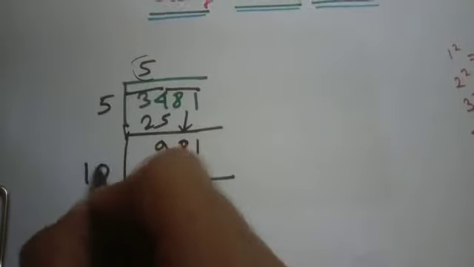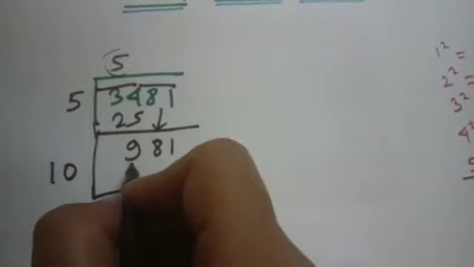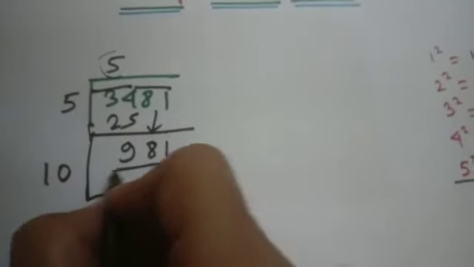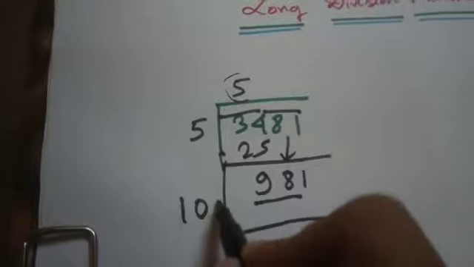Second step is we double it, that is 5 into 2 is 10. Now the number is a 2-digit number, and this number is 98. Now we divide 98 by 10. Let's see the division. 98 by 10. 10 nines are 90. 8 is remainder and 9 is quotient. Here the quotient is 9, and hence here we write 9, and here also 9.